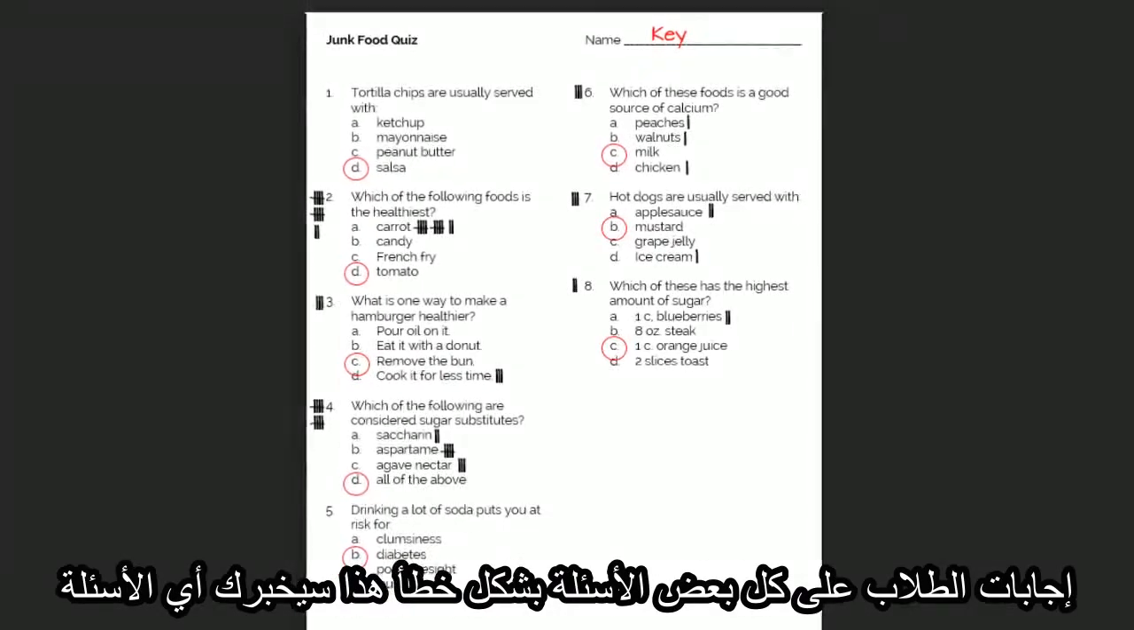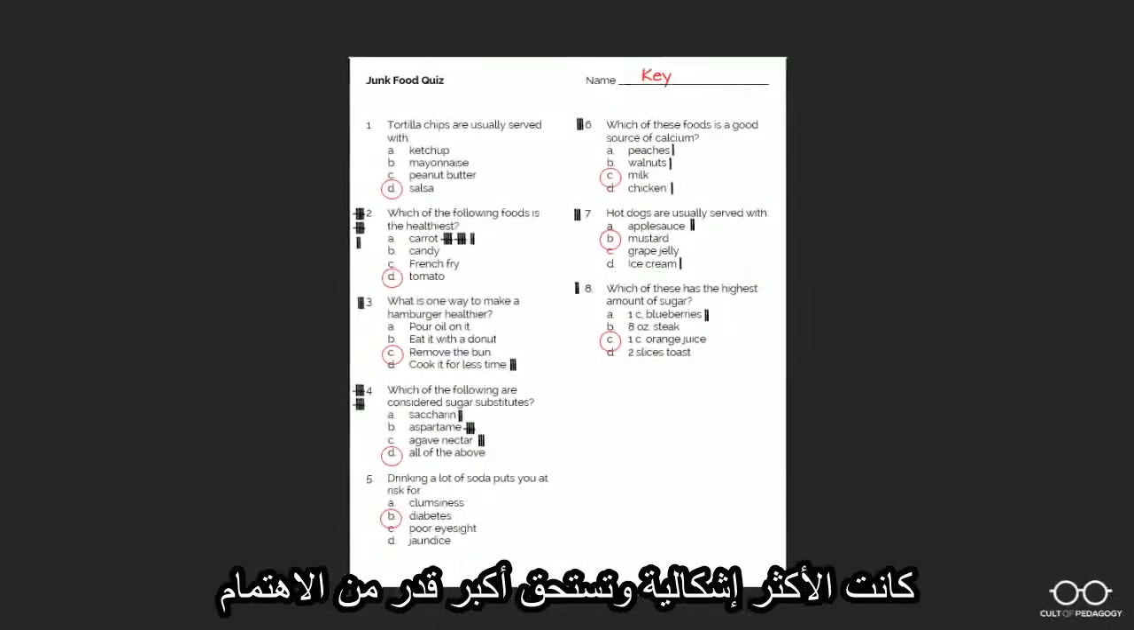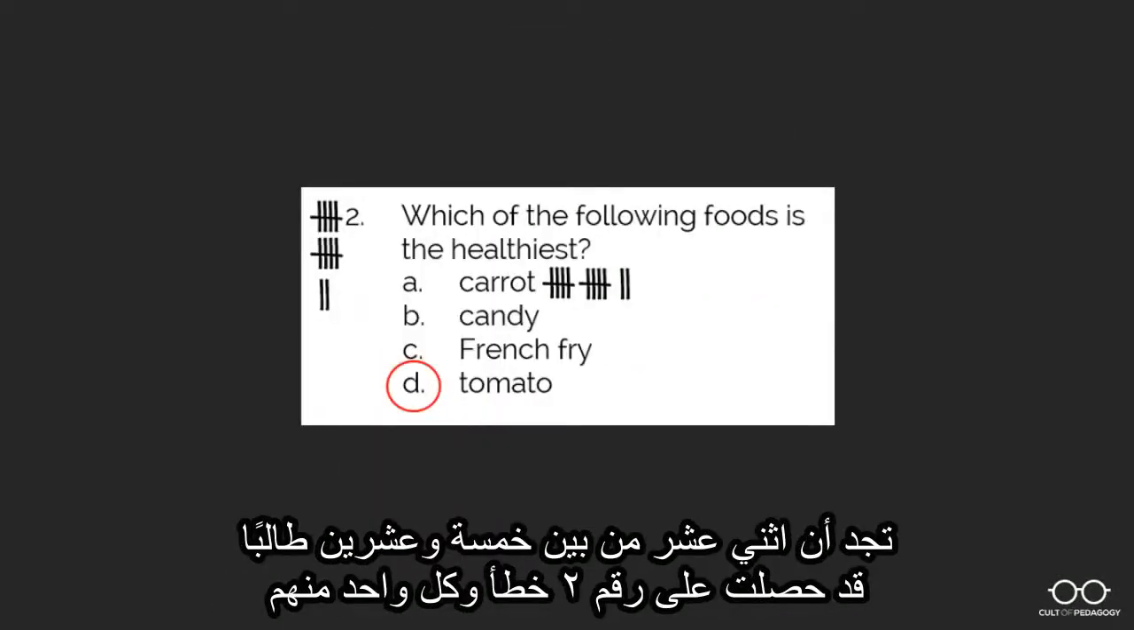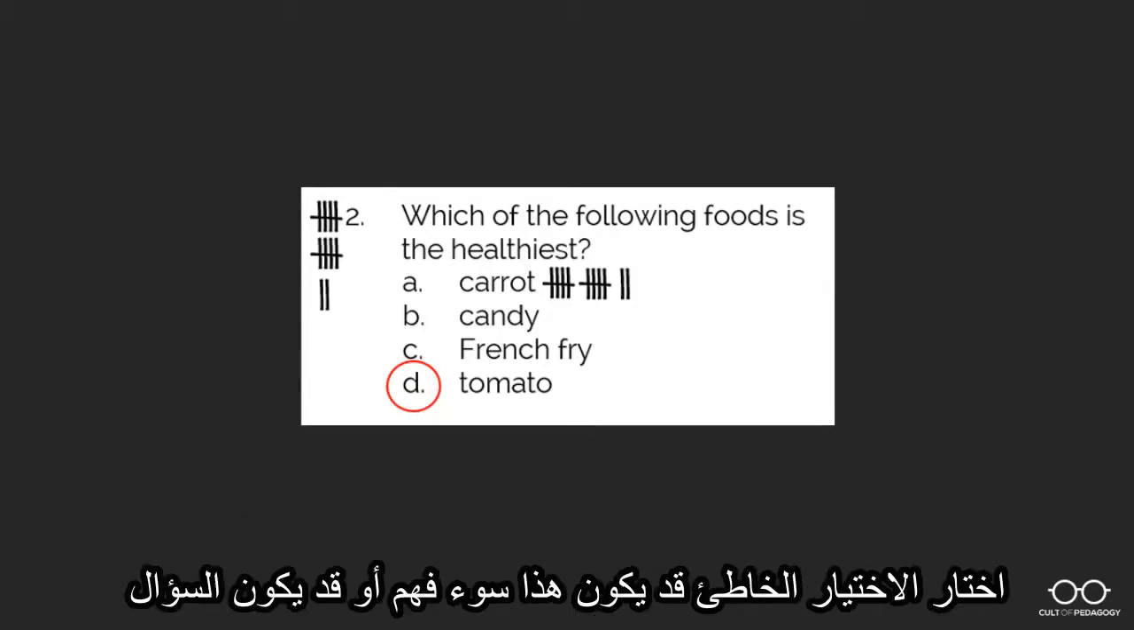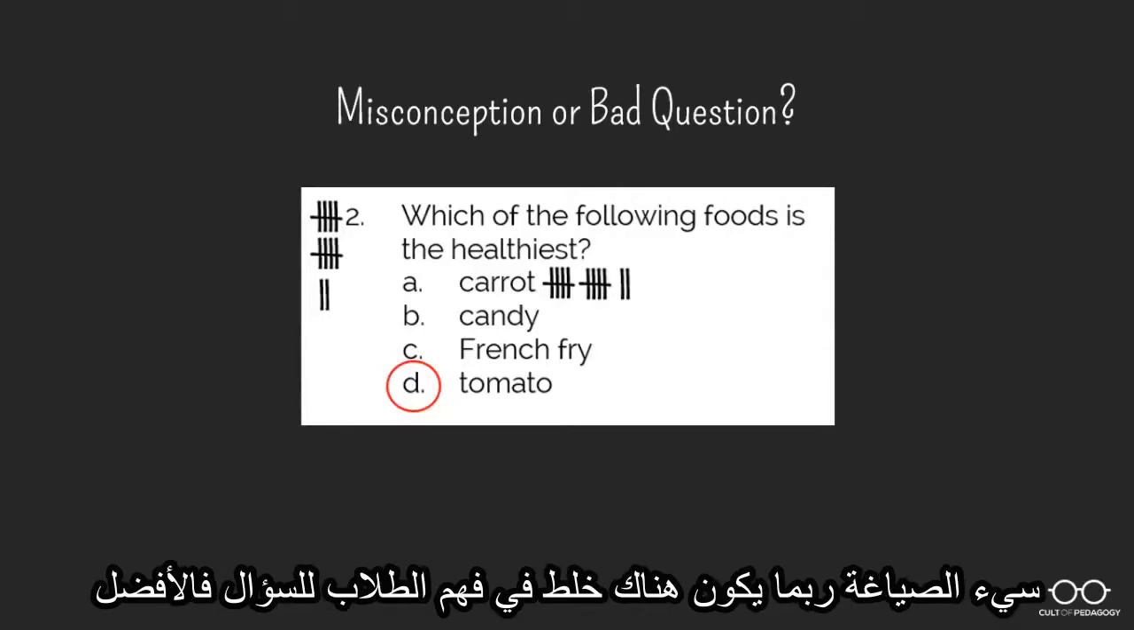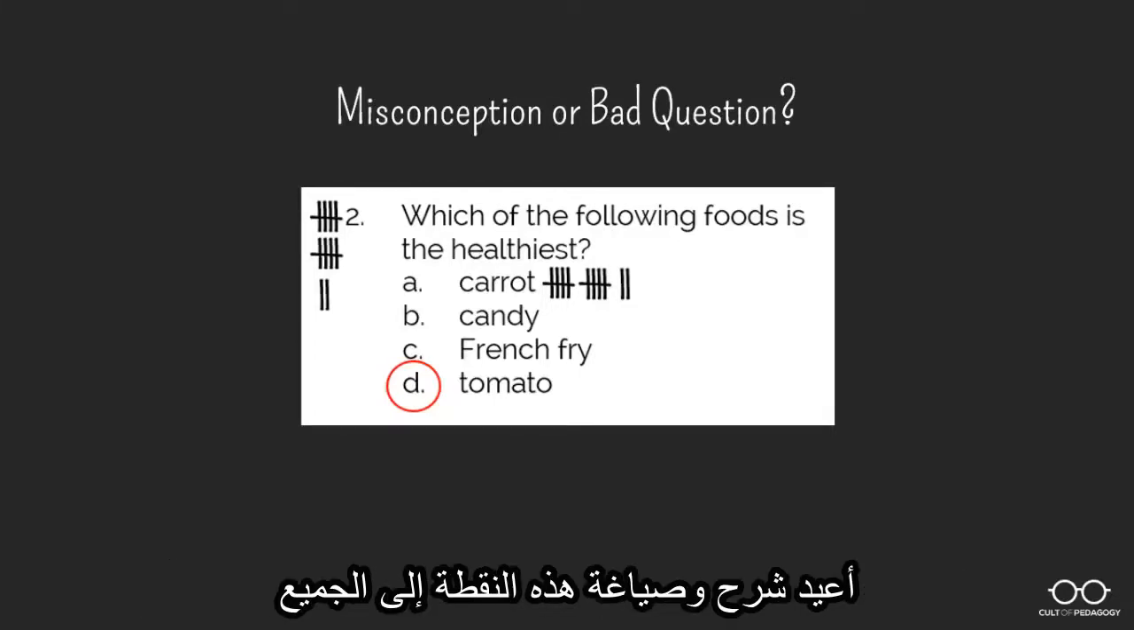This will tell you which questions were the most problematic and deserve the most attention. You find that 12 out of your 25 students have gotten number 2 wrong, and every kid who got it wrong chose carrot. This may be a misconception, or it may just be a bad question. It probably confused the heck out of your kids. If it were me, I would just give that point back to everyone.